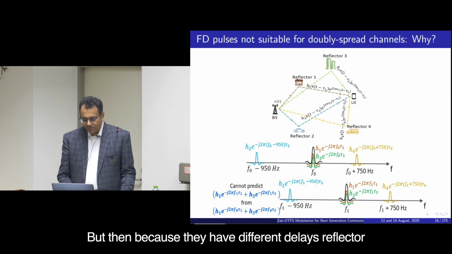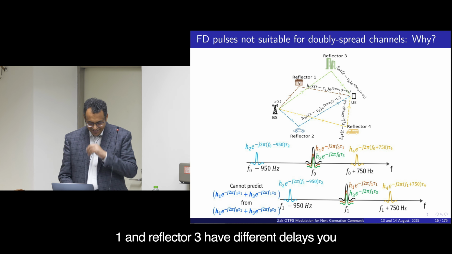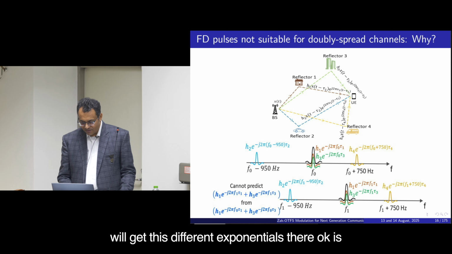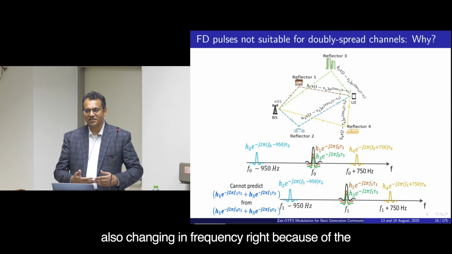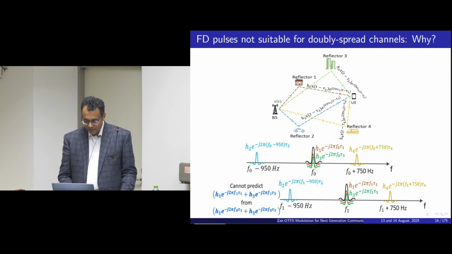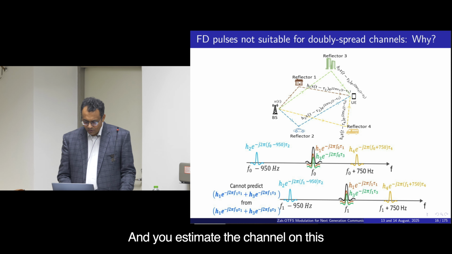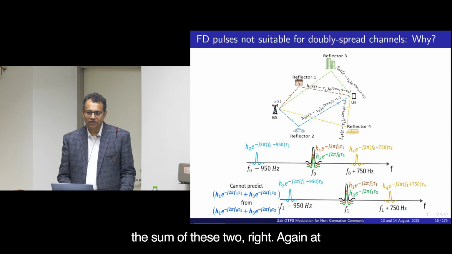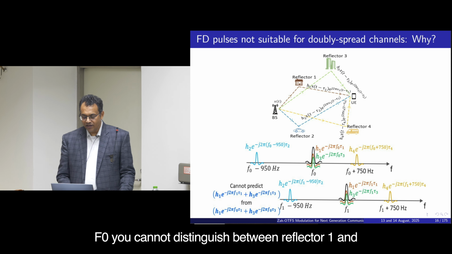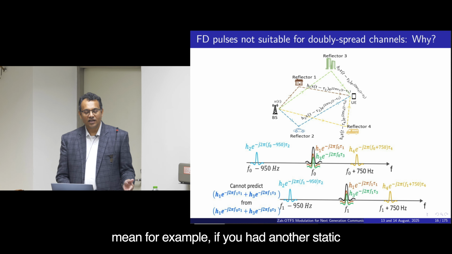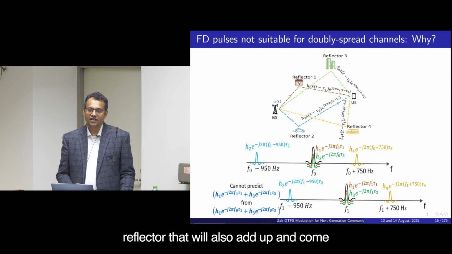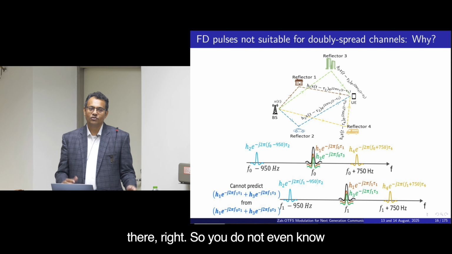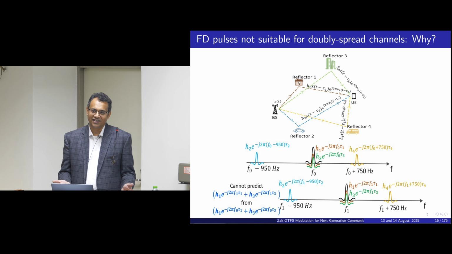But because reflector 1 and reflector 3 have different delays, you will get these different exponentials there. It is the same thing, your channel is also changing in frequency because of the delays, right. And you estimate the channel on this subcarrier F0 to be this complex number, the sum of these two. Again, at f0 you cannot distinguish between reflector 1 and 3 because they just add up. If you had another static reflector, that will also add up. So you do not even know how many reflectors there are on that subcarrier, right.